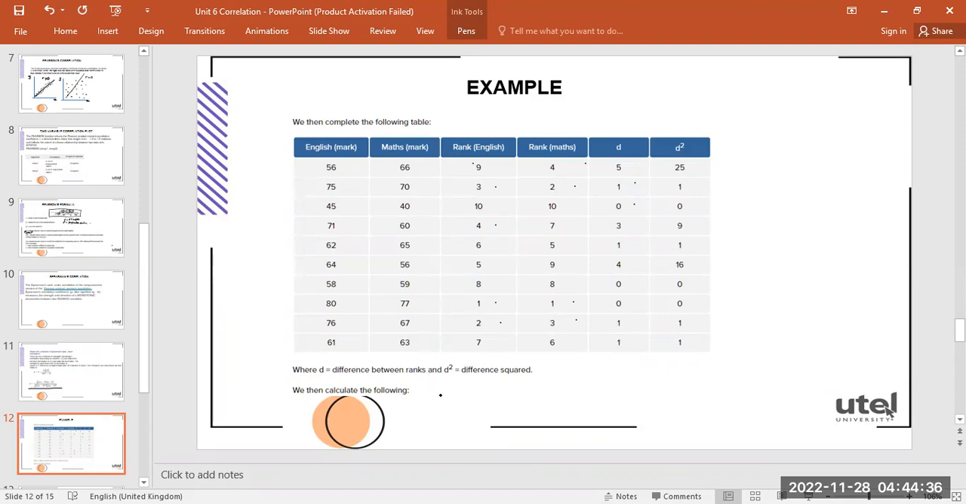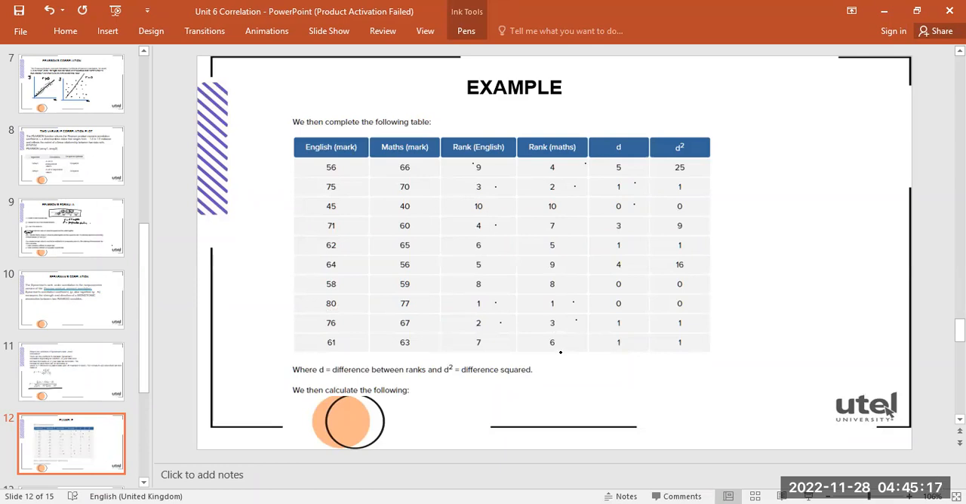Now, since we said that the Spearman rank makes use of the ranking of the data, all we need to do is include another column, that is the ranking for English and the ranking for math. So in other words, we are going to assign a ranking of who is the highest. You can see for English, 80 happens to be the highest score, and of course, we've given it a ranking of 1. 76 happens to be the second highest score. It has a ranking of 2. 75 is the third, a ranking of 3, and so on and so forth. The same also applies to the ranking of mathematics.